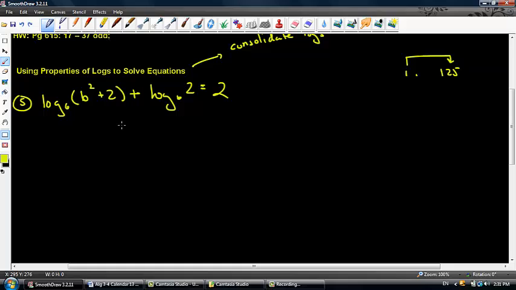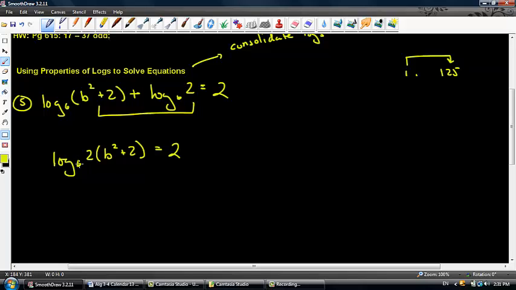With number 5 here, we've got something a little funny happening. In the past, we had logarithms on both sides. Now this time we don't. So that means that the dynamic of this problem is going to change a little bit. But let's do what we know. I've got two log base 6s on the same side. They're being added, which means I'm going to multiply those two terms together. Now I have log base 6 of 2 parentheses b squared plus 2 equals 2. Now I could distribute in, but I'm not going to do that just yet.